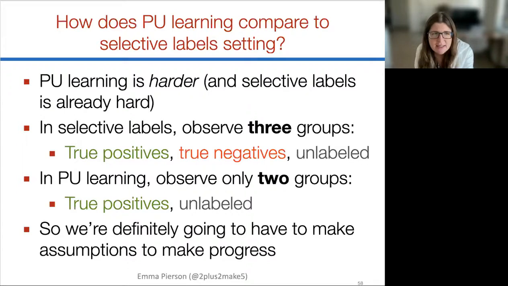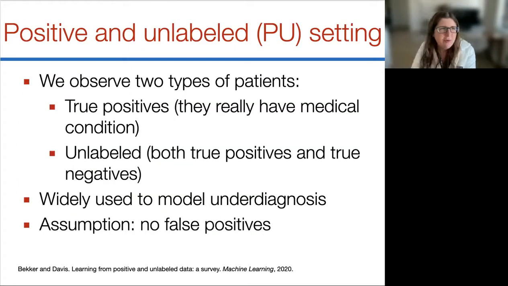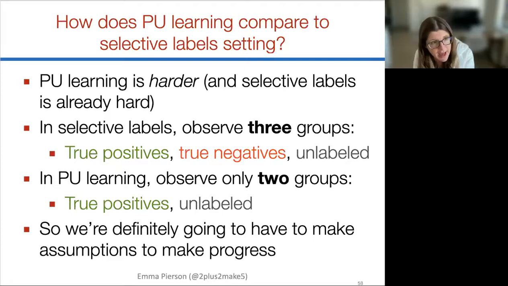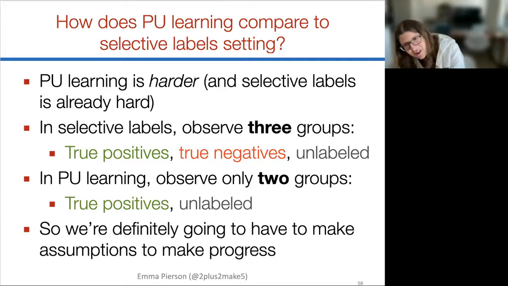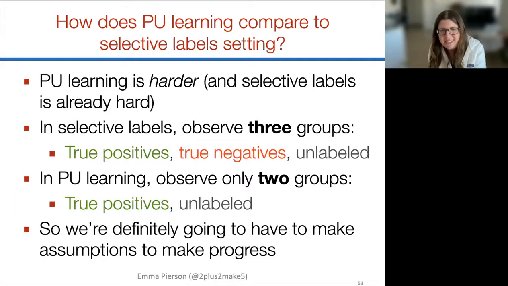So you might ask, clearly this is a missing data problem, right? You don't observe the true disease status for everyone. Only a subset of true positive cases are diagnosed as such. You might ask, how does this setting, the PU setting, compare to the selective label setting you were just telling me about? Turns out it's harder. Selective labels is already hard, so this is bad news. How can you see it's harder?